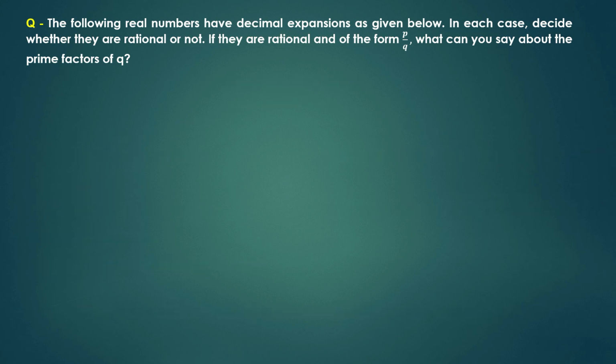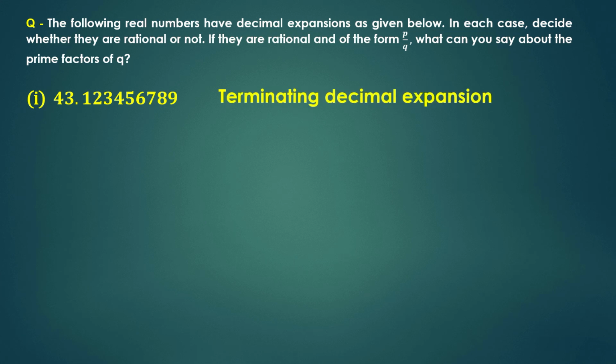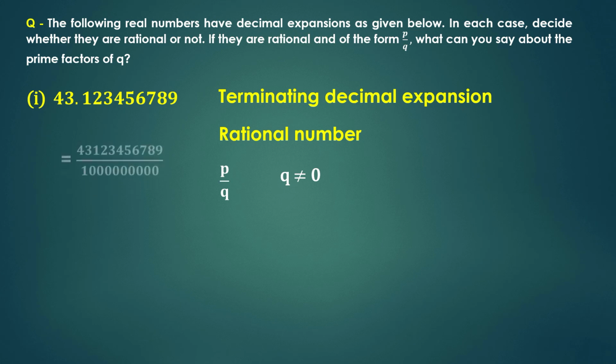Taking the first number, which is 43.123456789, we can see that this is a terminating decimal expansion, which means it is a rational number, and we can represent it in the form p by q, where q is not equal to 0. Let us see how we can represent this number as p by q. We can write it in the following manner.